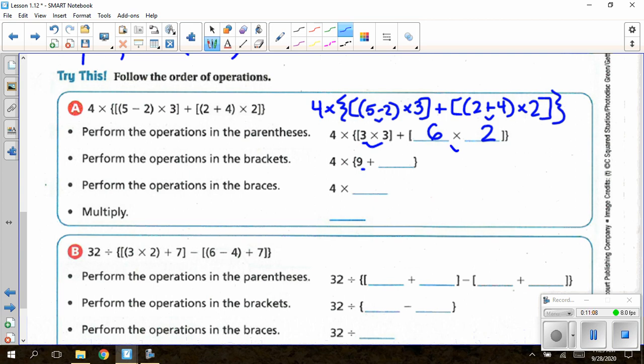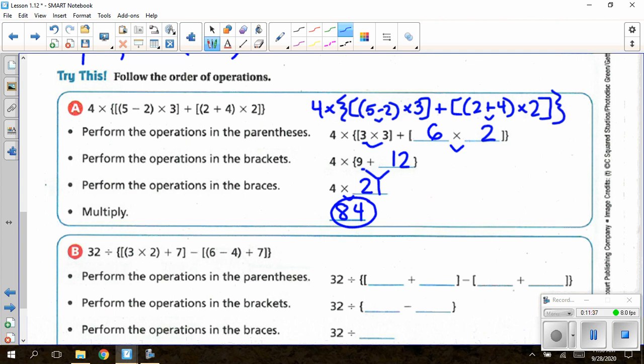Now we would need to solve 6 times 2 and have 12. We still need to bring down the braces because we did not solve everything inside all grouping symbols yet. And we have to multiply by 4 for our very last step. So now to finish the grouping symbols, my 9 plus 12, we know that does give us 21. And then my final step is to take 21 times 4, which does give us our 84 for our final answer.